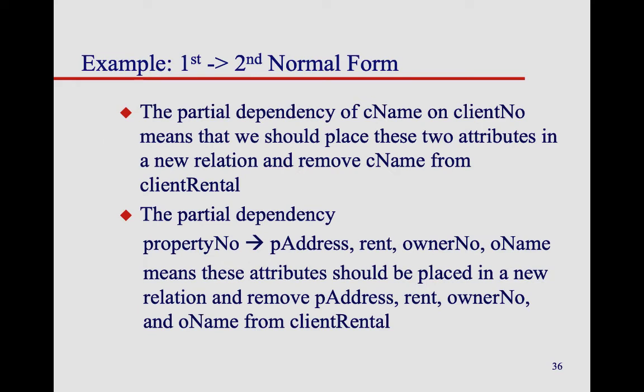Remember, we have to have a lossless join. The way we preserve a lossless join is we retain in the original relation the left-hand side attribute. So property number will stay in the original relation. In the new relation, we place all attributes in that functional dependency that we are moving out. So in this case, we're moving the attributes associated with this property number dependency into their own relation. We move all of them out of the original relation and into the new relation.